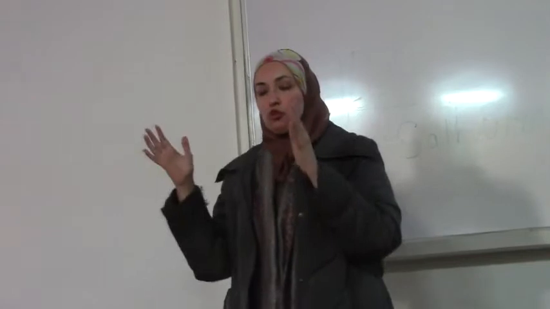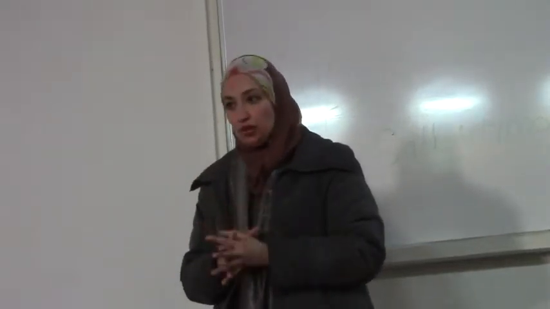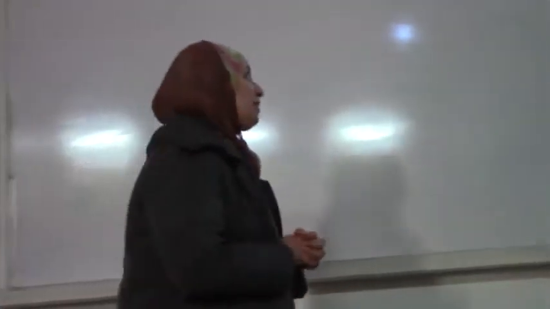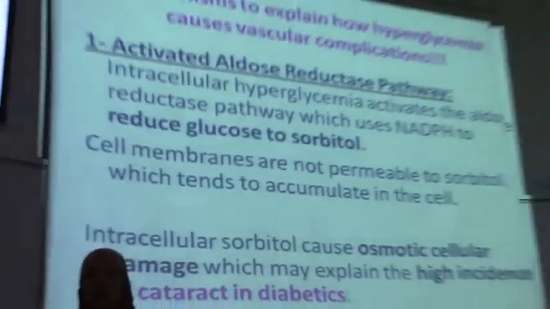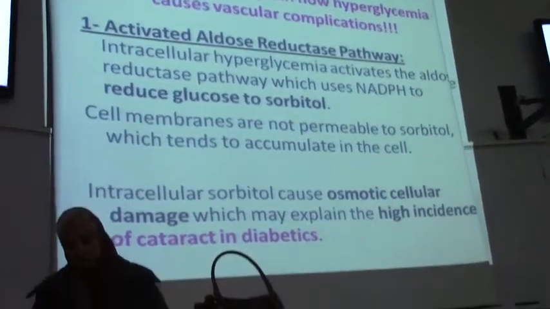So this is all related to the polyol pathway that I just talked to you about. A lot of sorbitol and no fructose. Sorbitol accumulates because the cell membrane is impermeable to it, attracts water, causes damage, and cataract, and consecutively blindness in diabetic patients. So this is the theory behind cataract development in diabetic patients.